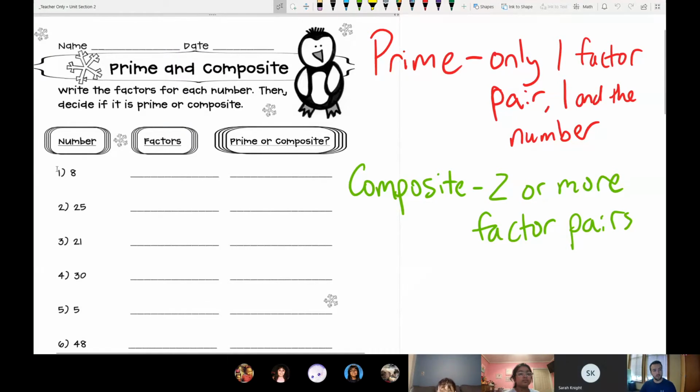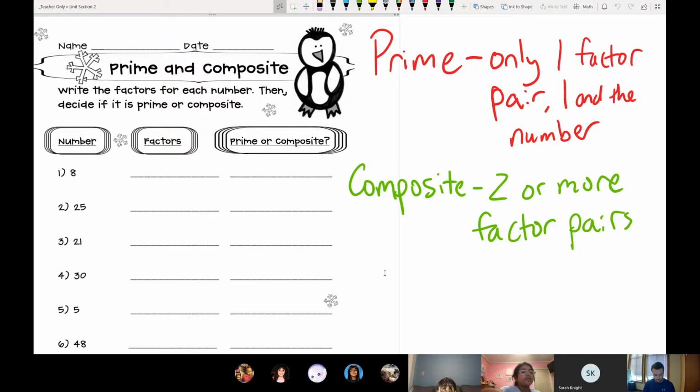So if I were to start on this first problem here, the number is 8, and I'm trying to find all the factor pairs so that I can determine is 8 prime or is it composite. So first and foremost, how do I find the factor pairs of 8? Camila, go for it. What are the factor pairs of 8? And how would you find them?